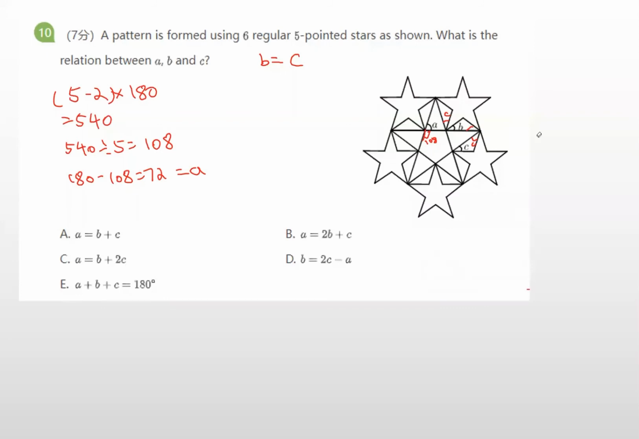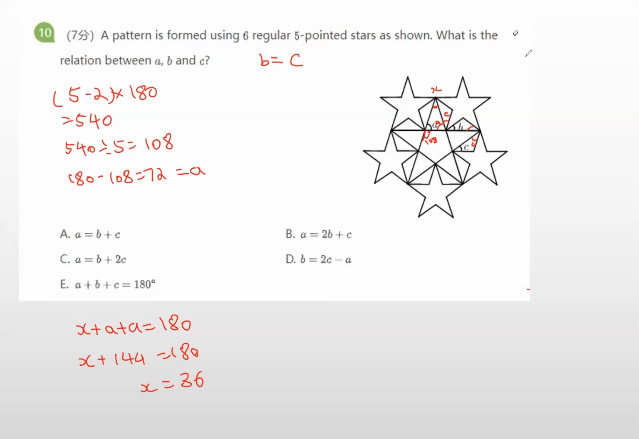We worked out A is 72, and therefore this must be 72 as well. This is also A. I'm going to call this point X, okay? So the pointy part, we know that this is an isosceles triangle as well. So X plus A plus A is equal to 180 degrees. We know A is 72, so 72 plus 72 is 144, and that leaves 36. So the pointy part is 36.